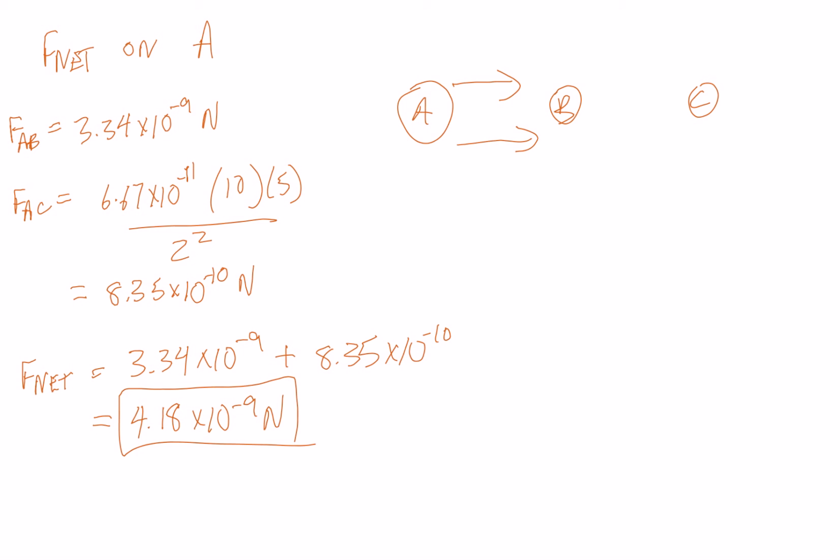So yeah, that's what I did with him yesterday. So in this case, we would get 4.18 times 10 to the negative 9 newtons, and because they're both going to the right, we could just say to the right or towards A or towards B or however. And that's it. We'll stop there.